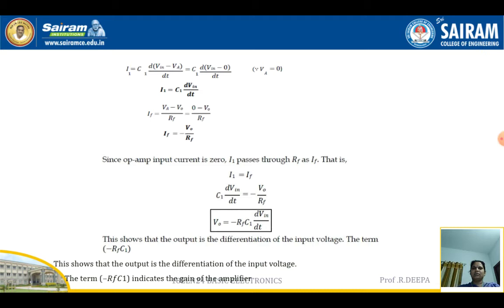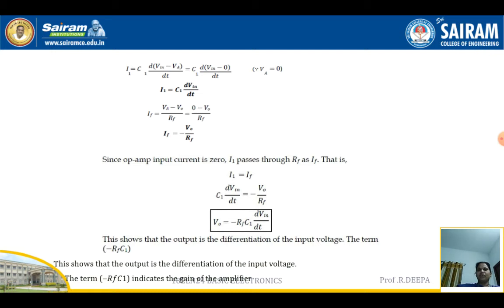The other assumption we have made is that the op-amp input current is 0. So I1 passes through RF as IF. Hence I1 is equal to IF. Let us equate both I1 and IF and find the expression for V0. By simplifying, we are getting V0 is equal to minus RF into C1 into dVin divided by dt.